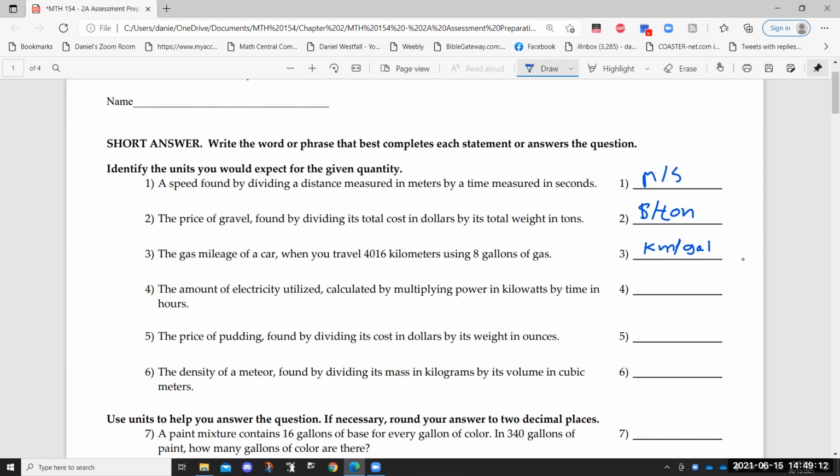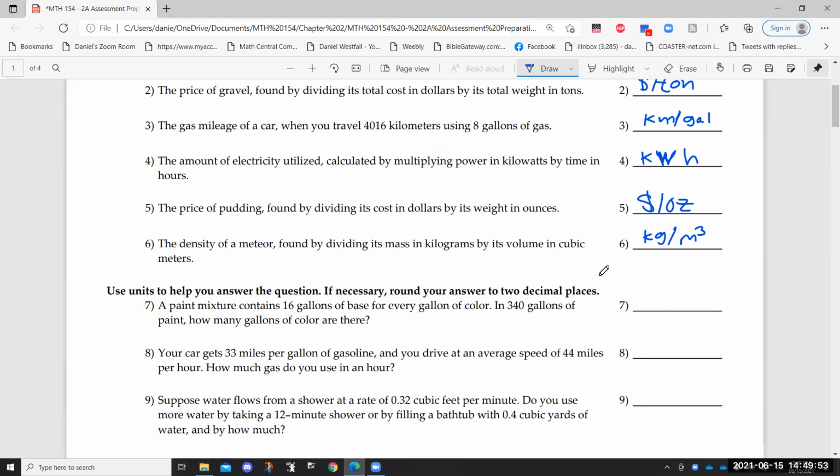Amount of electricity used by calculating the power in kilowatts, kilowatt hours, because there's multiplication, multiplying kilowatts times hours, kilowatt hours. Price of pudding found by dividing its cost in dollars by its weight in ounces, dollars per ounce. Density of a meteor found by dividing its mass in kilograms by its volume in cubic meters. So that would be its density.